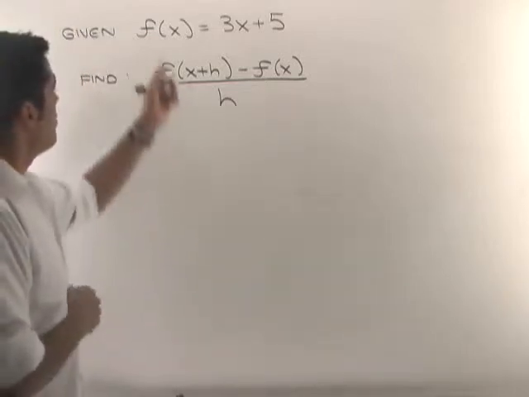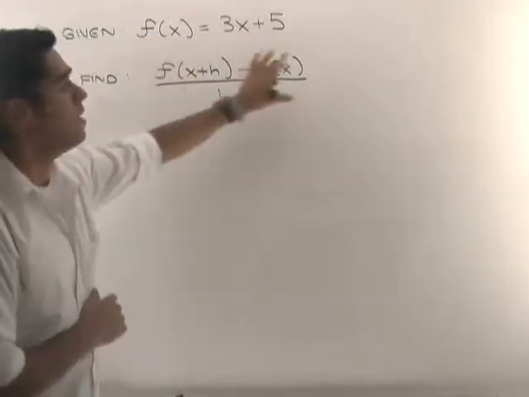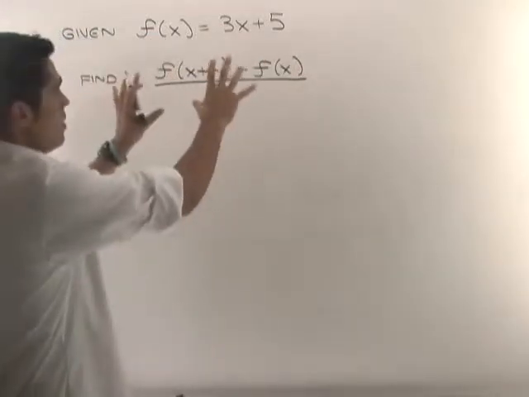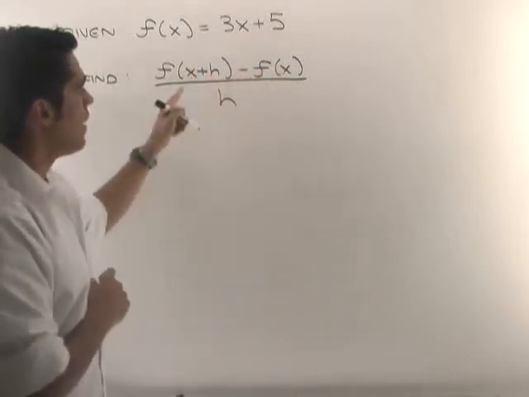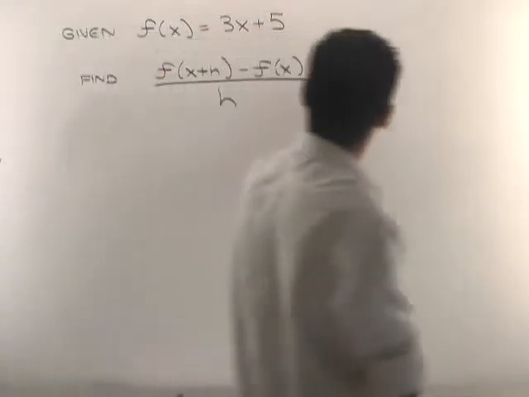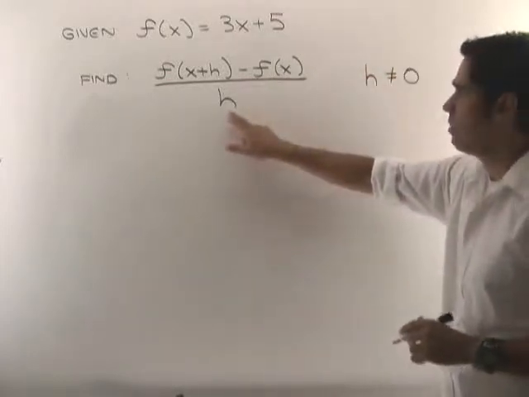We're going to start out with the real basic function. f(x) is 3x plus 5, and we're asked to find this. Now this is called the difference quotient. It's f(x plus h) minus f(x), all divided by h. Also, we have the condition here that h cannot be 0, and that's because you can't divide by 0.